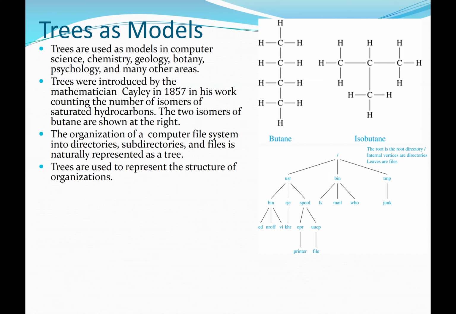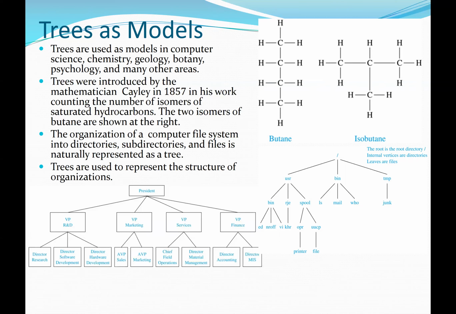You look at companies, there's a tree too. There's a president, and then the VPs, and under each VP there are other people who work for them. VP of marketing, VP of services, VP of finance, and under that would be director of accounting, director of miscellaneous, and a lot of things. So you can use a tree to represent a lot of things. And your family history, that's a tree, right? Start with your ancestor and then go on and on. That's also an example of a tree.